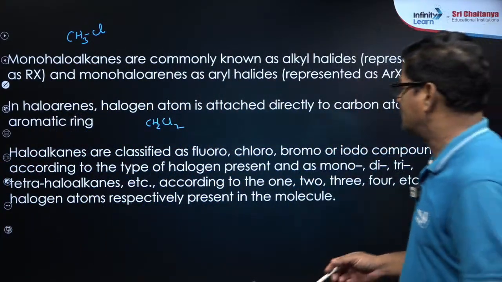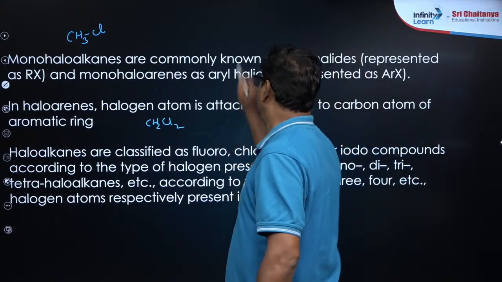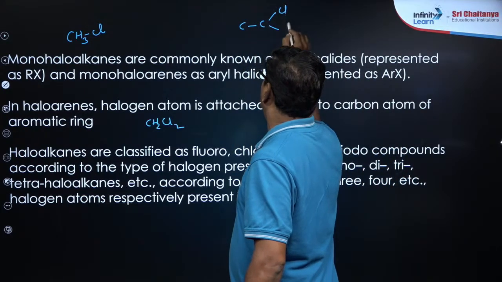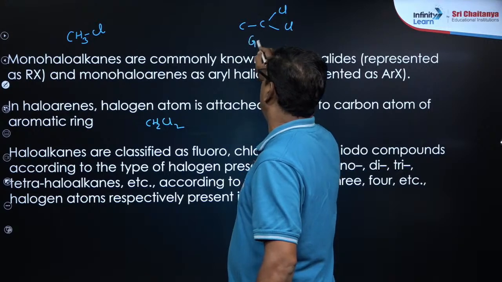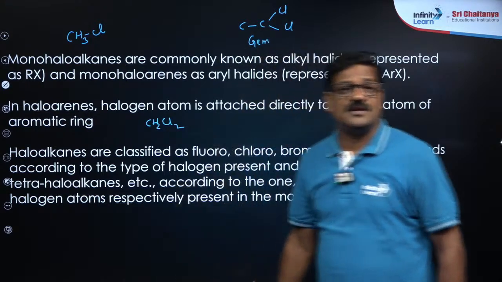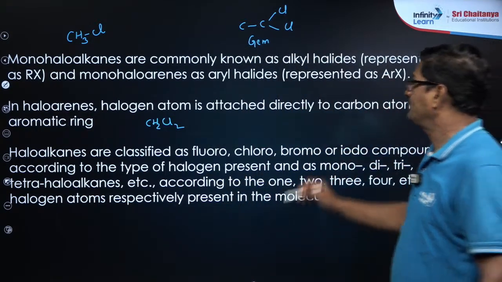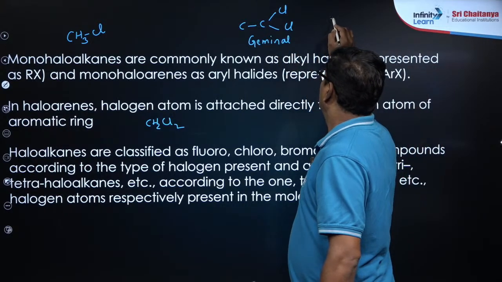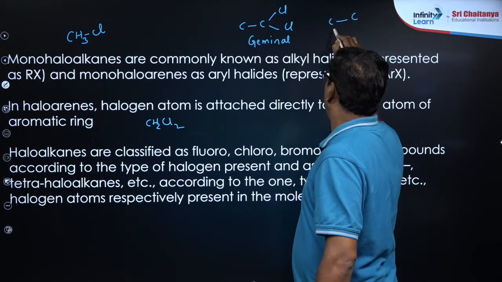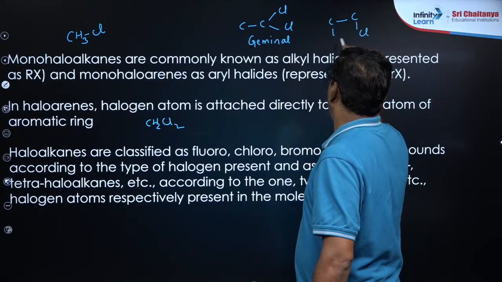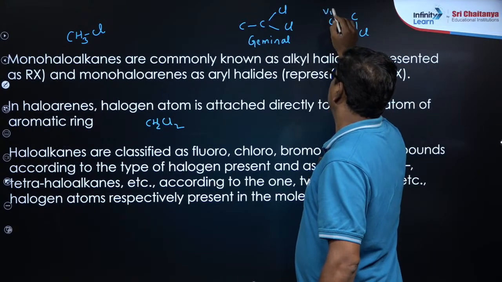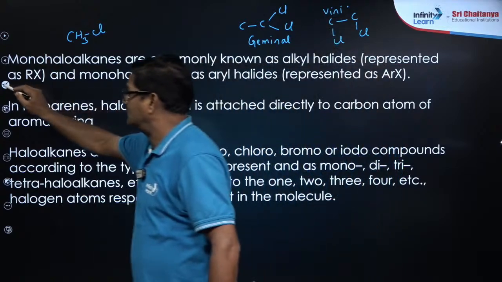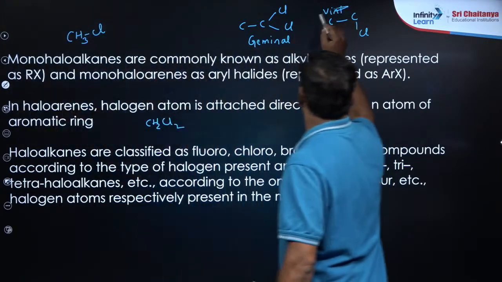So you have two types of dihalides. If the halogens are present on the same carbon, it is a geminal dihalide or gem dihalide. If the halogens are present on side by side carbons, that is called a vicinal dihalide. That is what you call a vicinal dihalide.